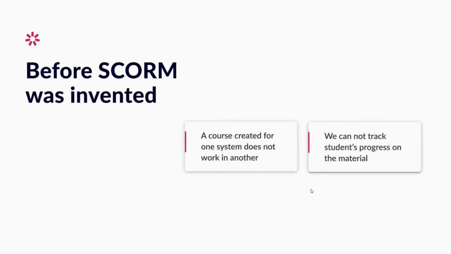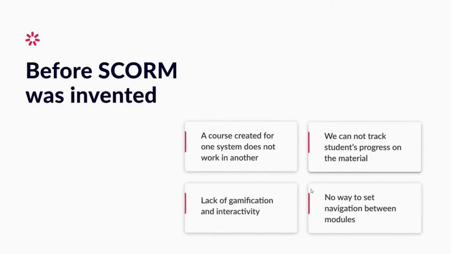The second problem was that most e-learning materials were in the format of plain documents, and we could not say for sure if the students really studied the material. There was no way to make courses interactive and more fun for students. And finally, it was not possible to control how a user is navigating between slides and modules. We couldn't prevent users from skipping slides. So the question was, what could resolve all these issues? And it is SCORM. Developing a unified standard resolved all of these issues at once.